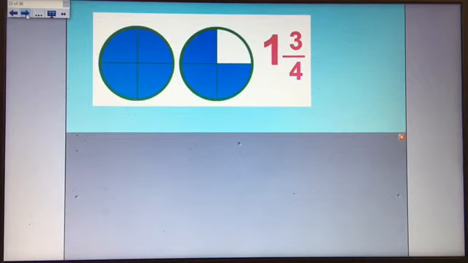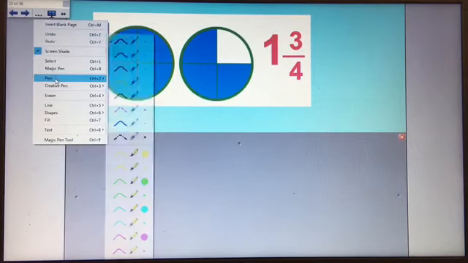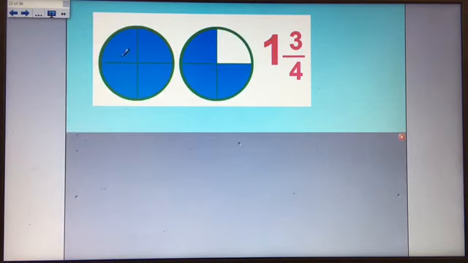So you can see here, we've got 1 3/4, which is what you call a mixed number, because there's one whole and 3/4. But that is also the same as, if we were to count them, 7/4. 1, 2, 3, 4, 5, 6, 7. So we can turn that into 7 quarters. So it's exactly the same thing, 1 and 3 quarters and 7 quarters.